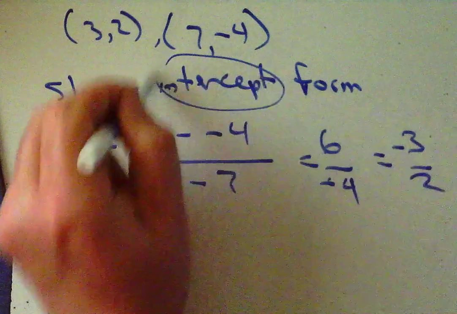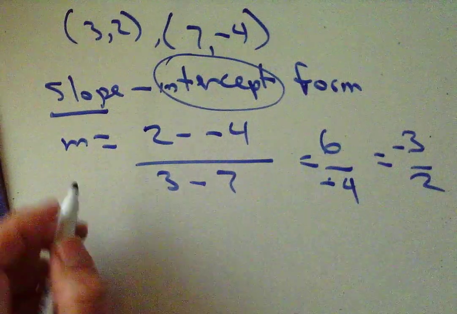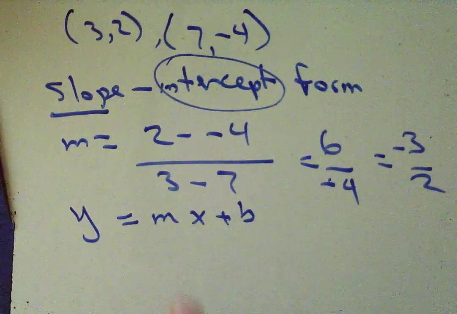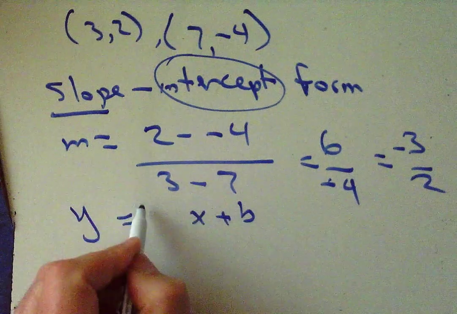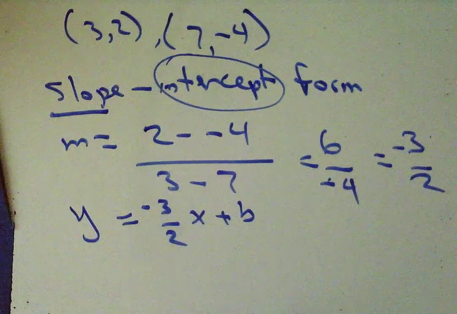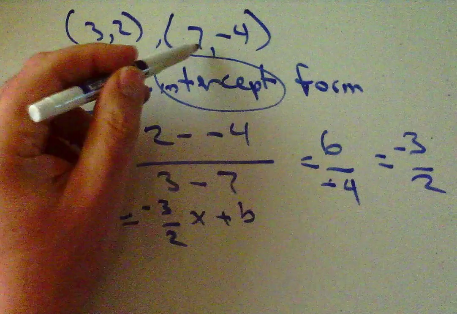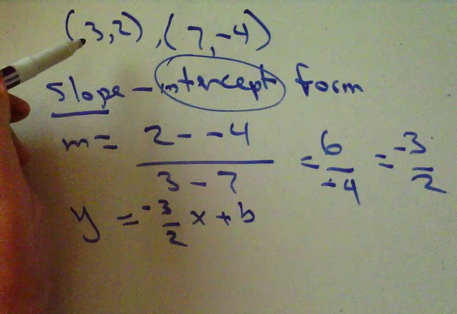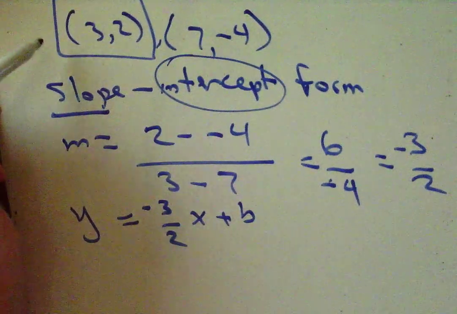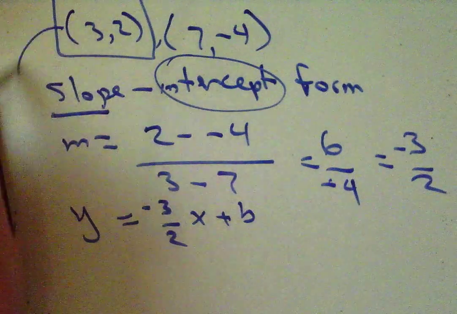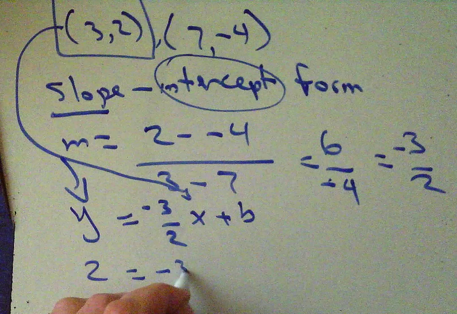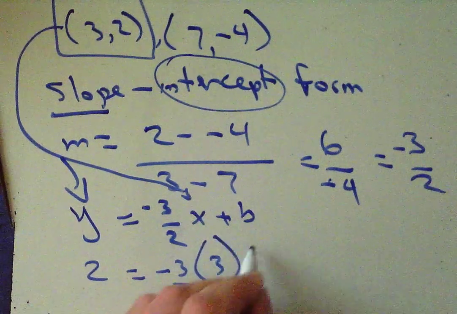Now, I don't have a y-intercept. So even though I want to use y equals mx plus b, and I can plug in for m this slope that I just found, I don't know this y-intercept yet. So I'm going to have to use one of these ordered pairs. It doesn't matter, whichever looks less scary to you. This is the one I'm going to use because it doesn't use the negative number. And I'm going to plug in for x and y. So 2 equals negative 3/2 times 3 plus b.